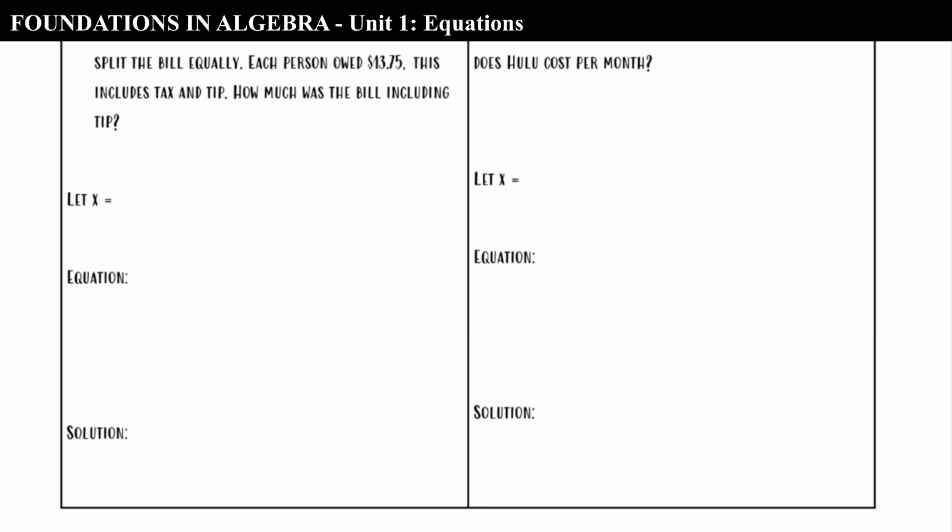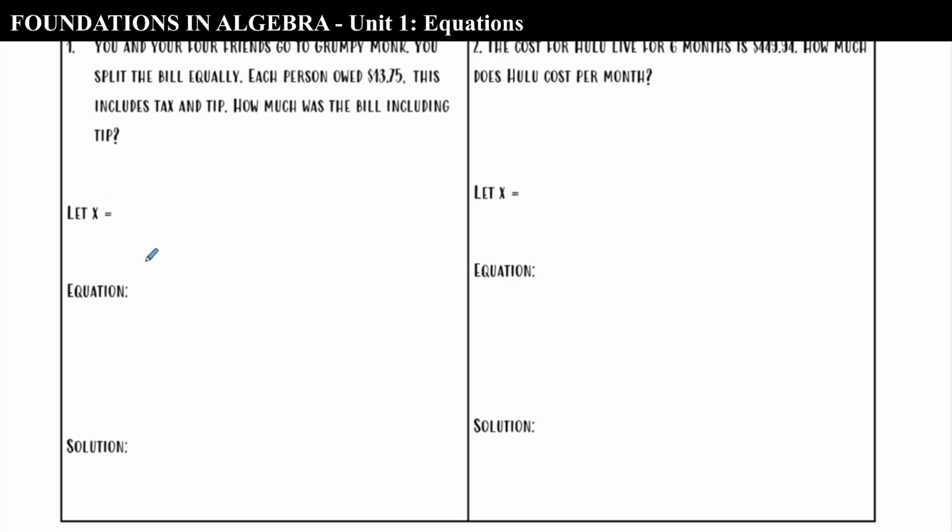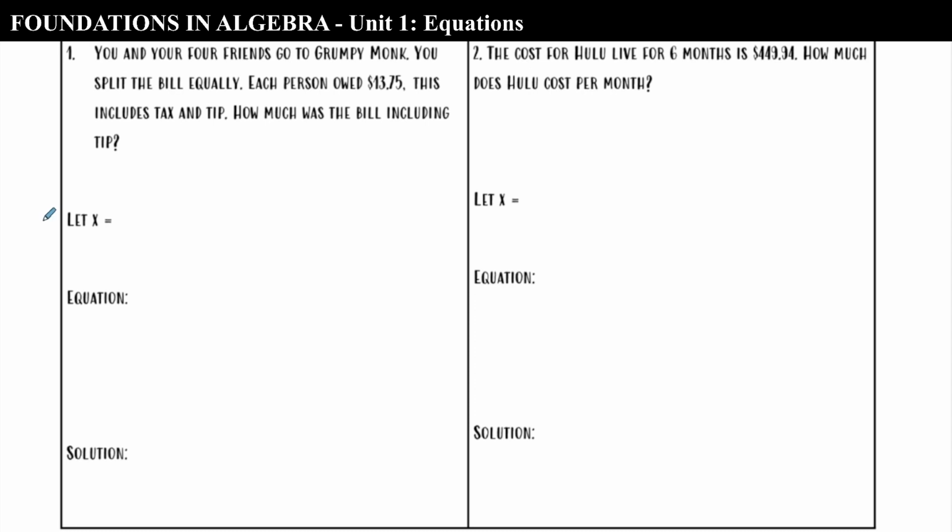So for this first one, you and your friends go to Grumpy Monk and you split the bill equally. Each person owed $13.75. This includes the tax and tip. How much was the bill including the tip? So what do we not know? We don't know what the total bill is.